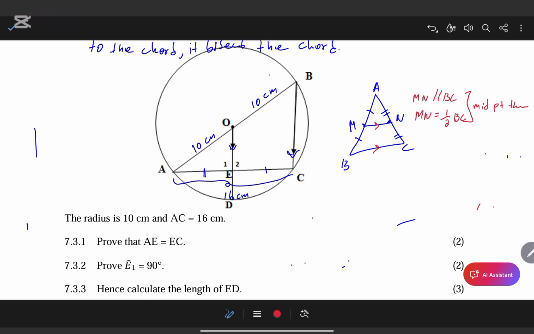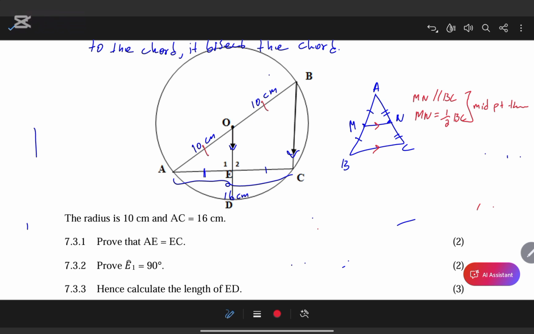So, can this apply in this case? Not really. What I know is that the point O is the midpoint of the line AB because O is the center and AB is a diameter. Hence, it is marked that OA is equal to OB. But AE is not equal to EC. That is what we need to prove.